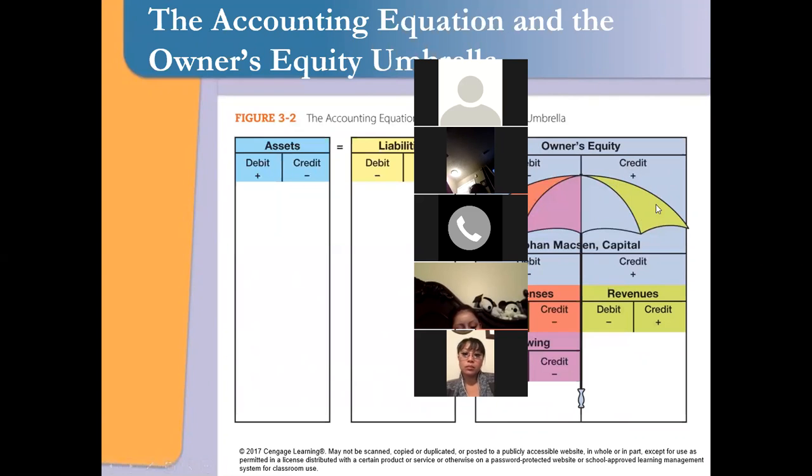Now they've got this umbrella thing here. Why are they doing that? Because underneath owner's equity, we have a bunch of accounts. We have different kinds. We have things like capital, right? And we saw that last week. And I asked you guys, can you give me at least three types of asset accounts, three types of liability accounts, and three types of owner's equity accounts. We also have underneath owner's equity expenses and revenues and drawing.